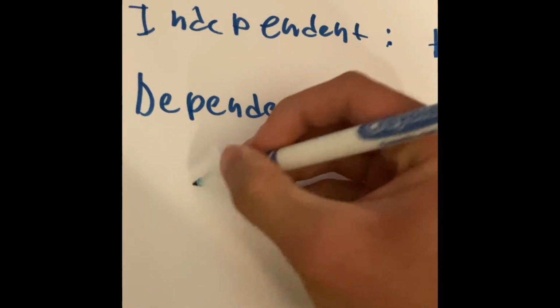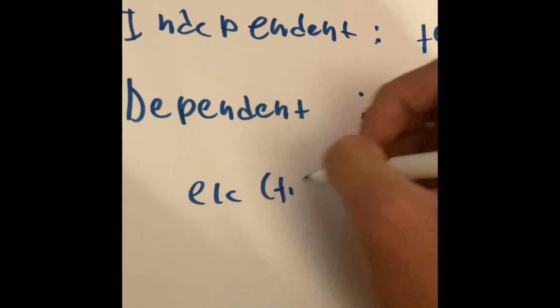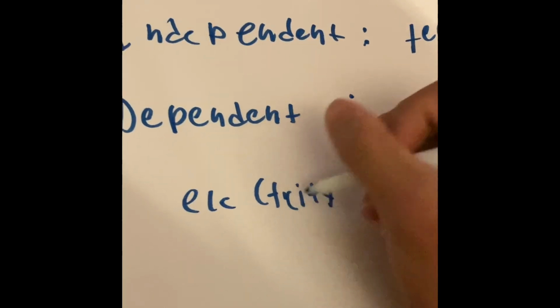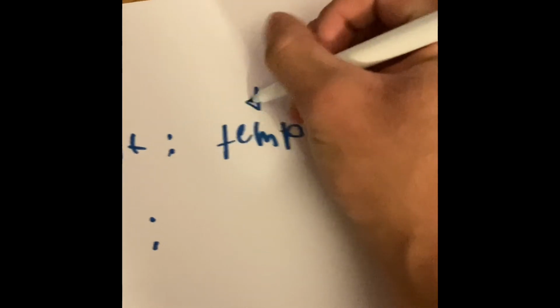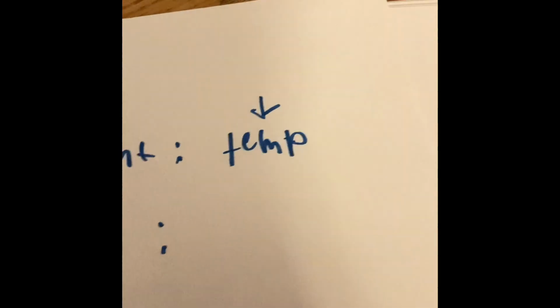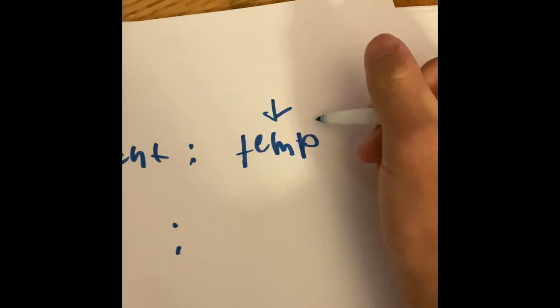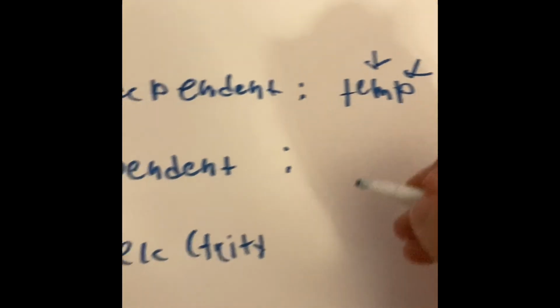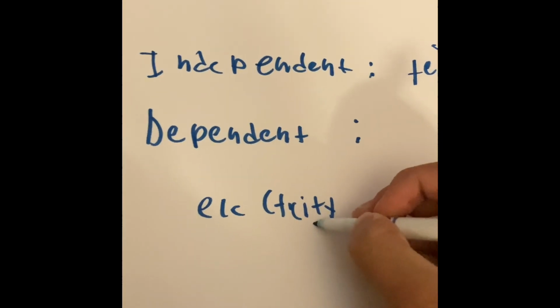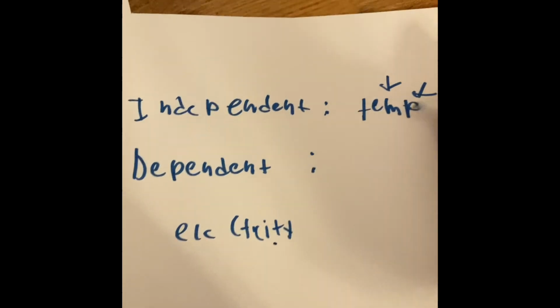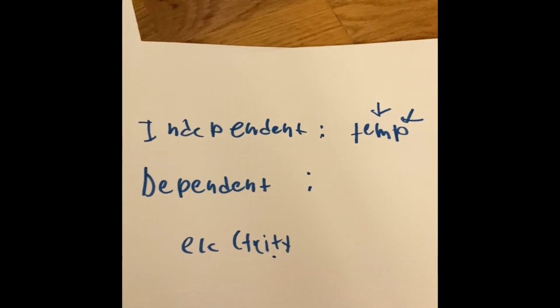And the amount of electricity used depends on what the temperature of the weather is. So what happens first is the temperature changes, then people use the electricity. So we found our independent and dependent variable.